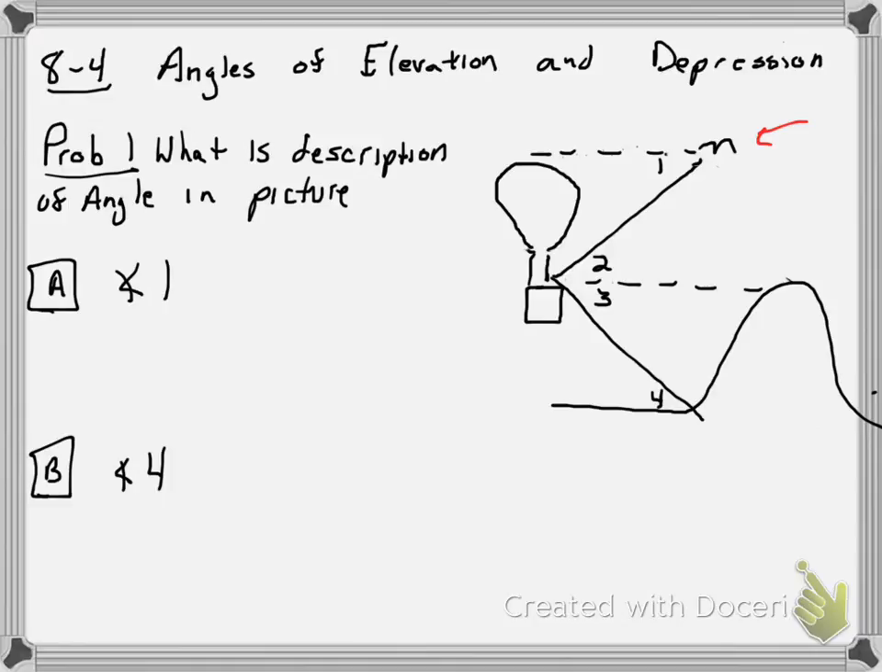But here, in A, we're looking at angle 1. The key here is to look at the horizontal line. So look at angle 1 and find the horizontal. See how the horizontal line's above it? So that tells you that angle 1 is an angle of depression.